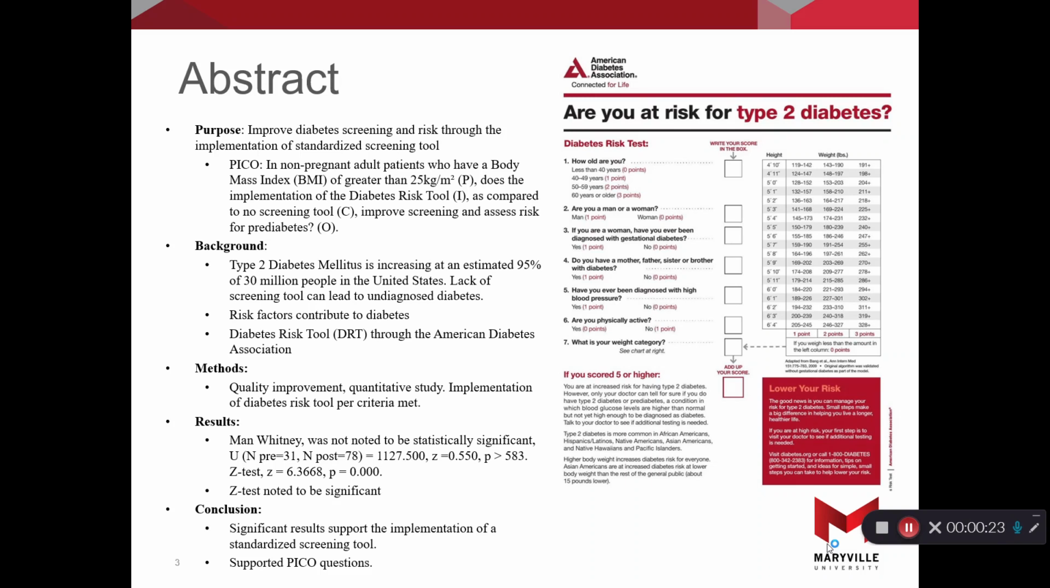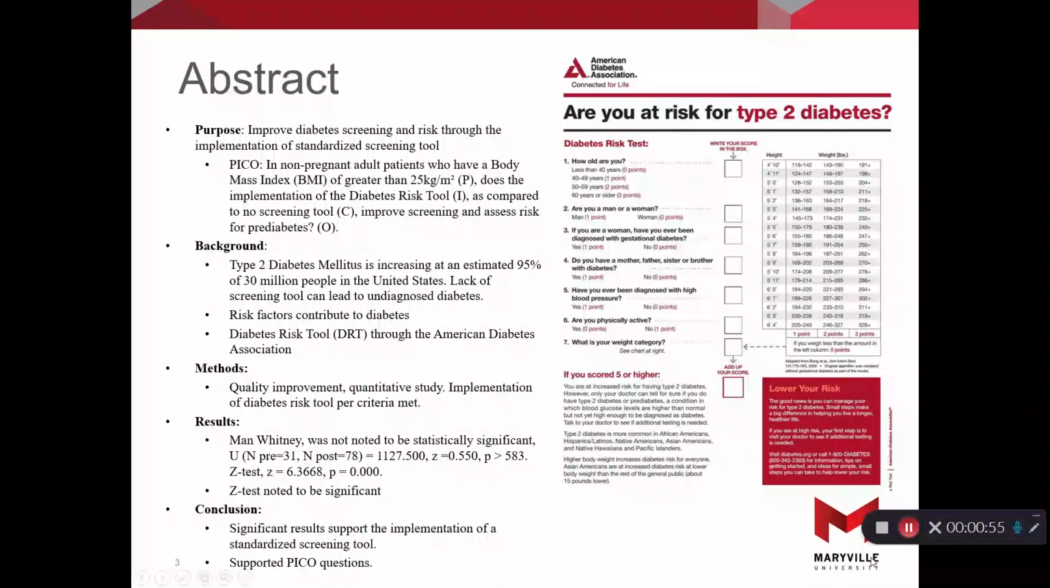So, a brief overview of the abstract. The purpose is to improve diabetes screening and risk assessment through the implementation of a standardized screening tool. The PICO question that was created to guide this project was: in non-pregnant adult patients who have a body mass index of greater than 25, does the implementation of the diabetes risk tool, as compared to no screening tool, improve screening and assess risk for prediabetes?